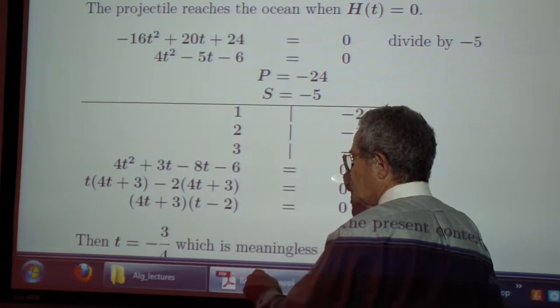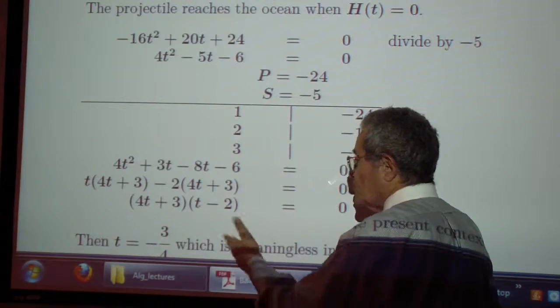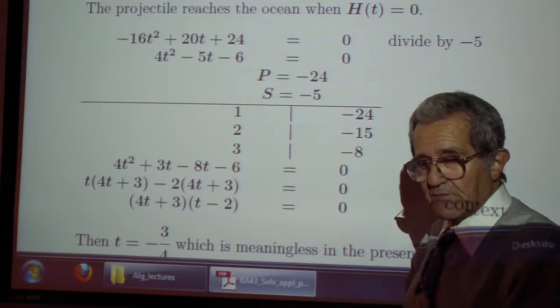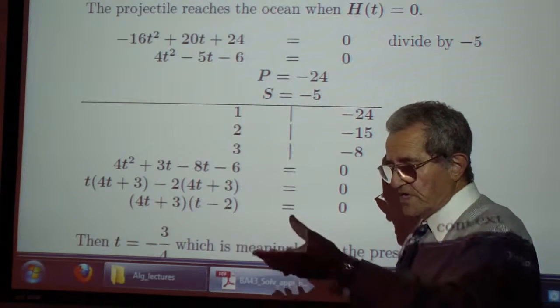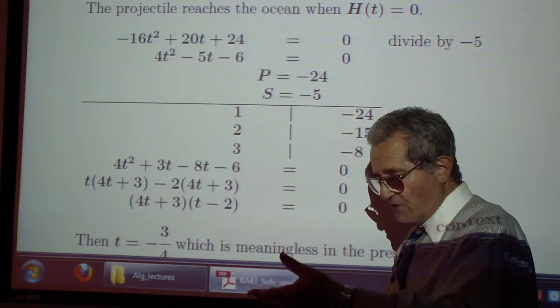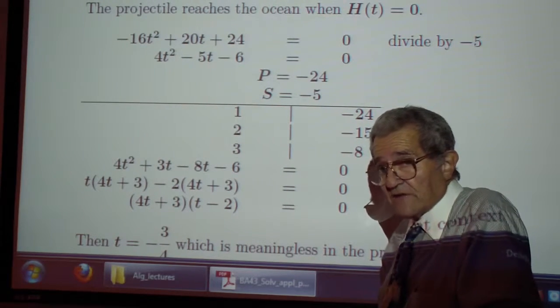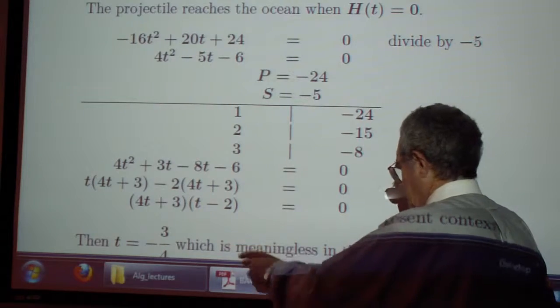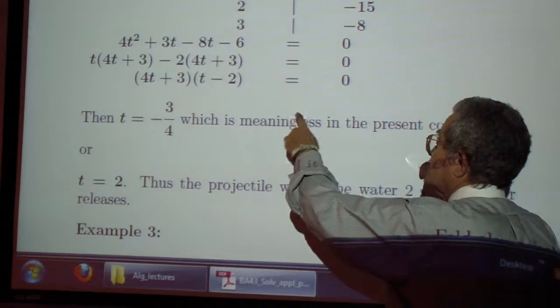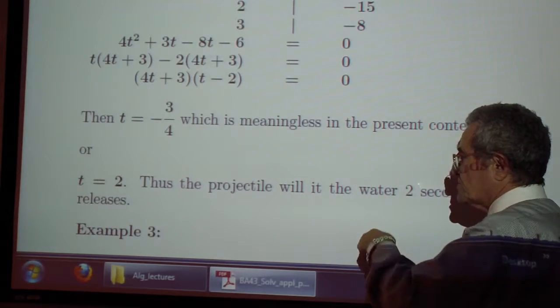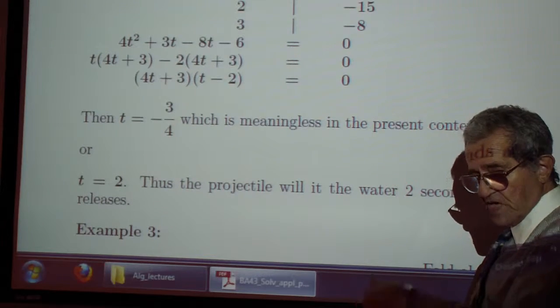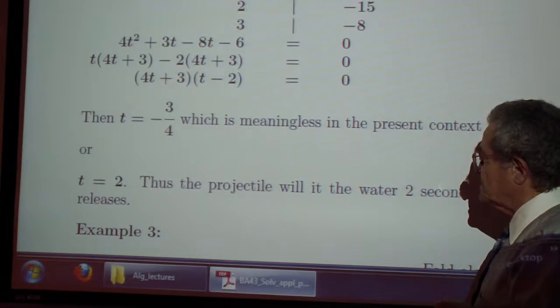Solutions: t is 2 or t is a negative number, which you reject. A negative number doesn't make sense. You released the stone right now. What happened 3 seconds before you released it? Who cares? Okay, so the answer is 2 seconds. The stone will hit the water 2 seconds after it is released.